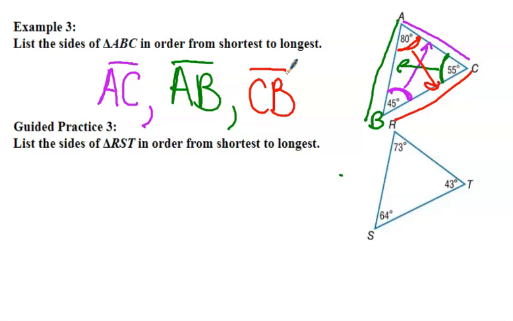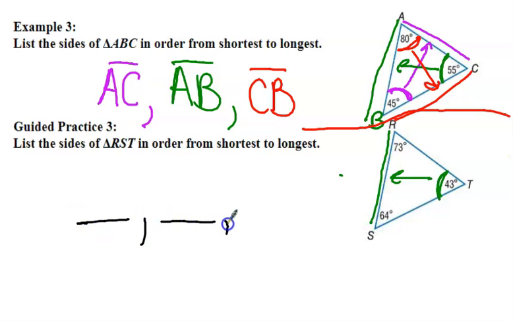Now I want you to try the next one with RST. The smallest angle is 43 degrees, so now you will list the segments that are across the way. List the three segments from shortest to longest.